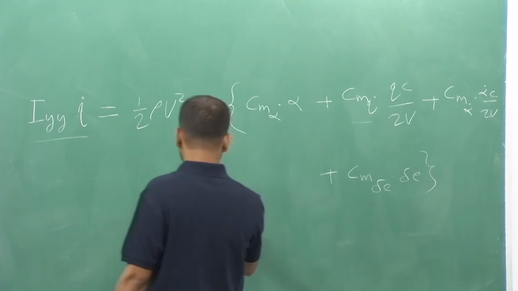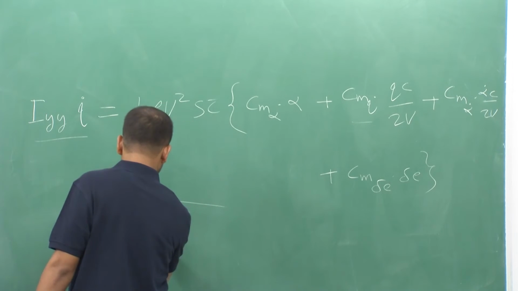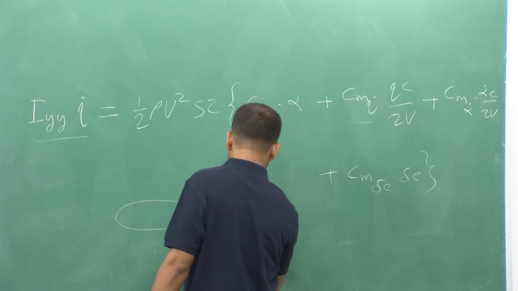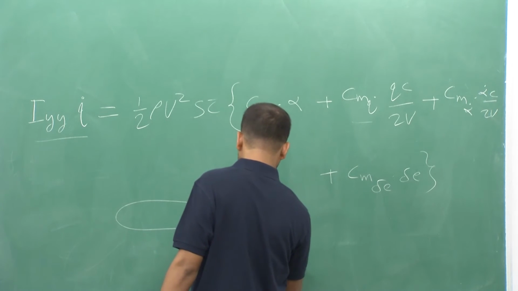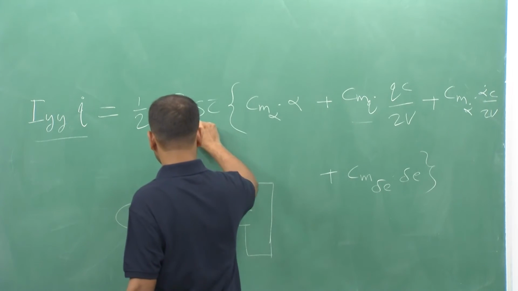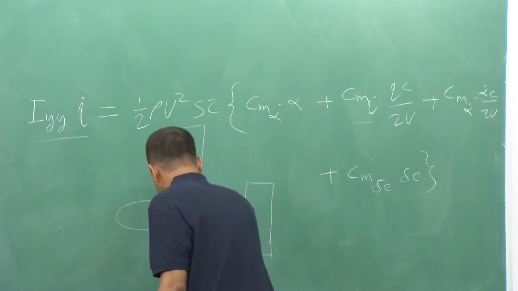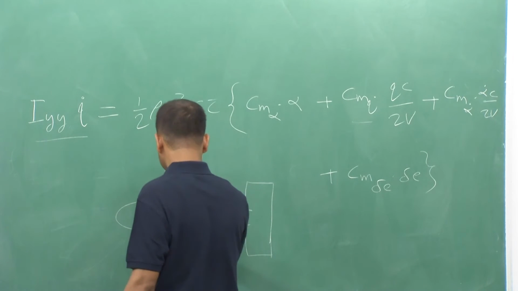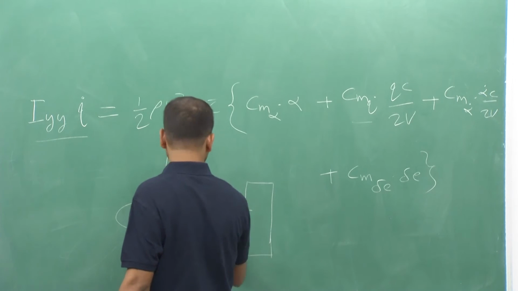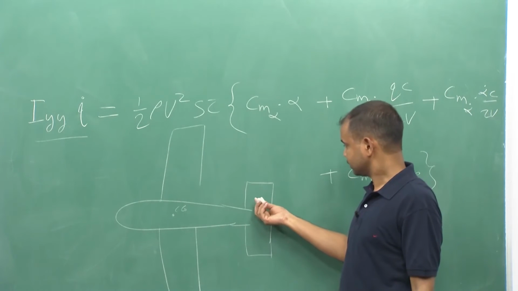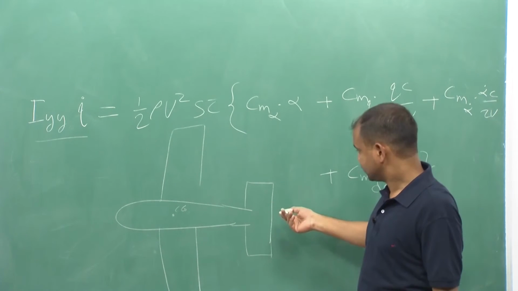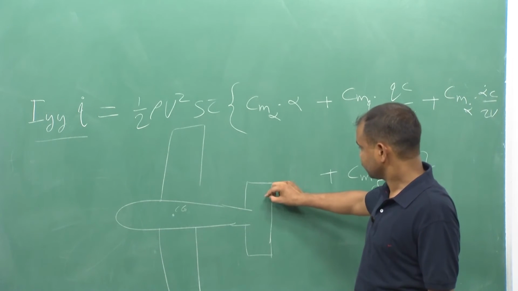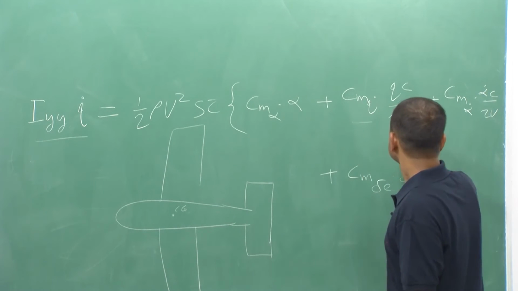If I look at the top view of an airplane, when there is a pitch rate, this horizontal stabilizer will have a tendency to oppose that change in pitch, and due to this force we get this Cm q.